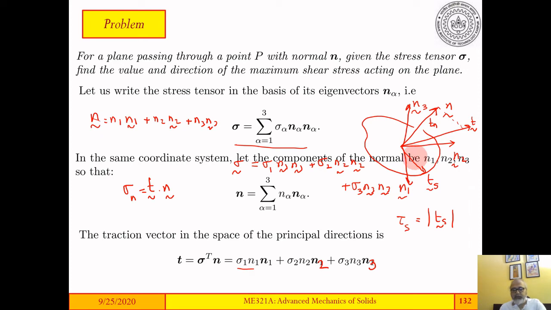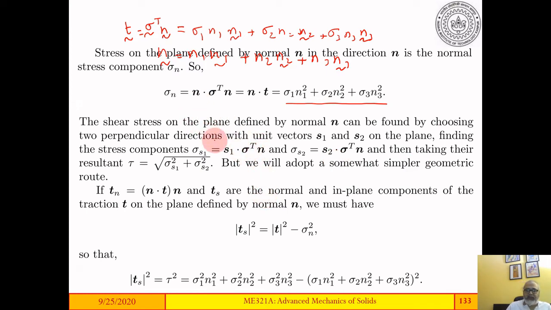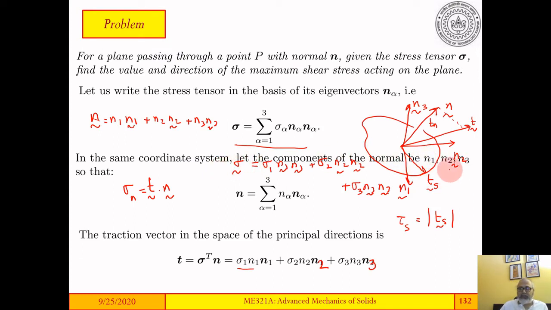To take this component Ts, we take the whole vector and subtract the normal part. We know that if we form this triangle with Tn and Ts, then modulus of Tn square plus modulus of Ts square will be equal to modulus of T square. T is here, so we can calculate T square, and Tn we have calculated.